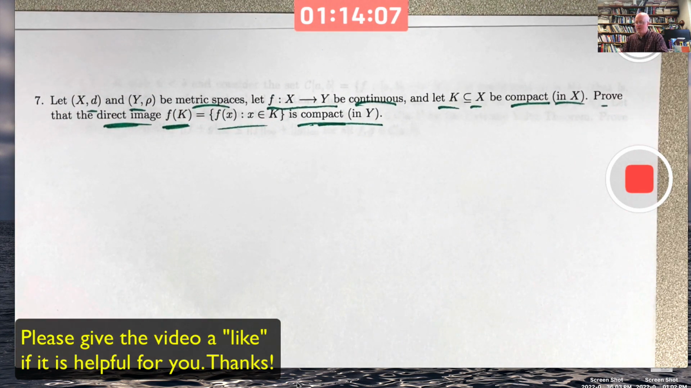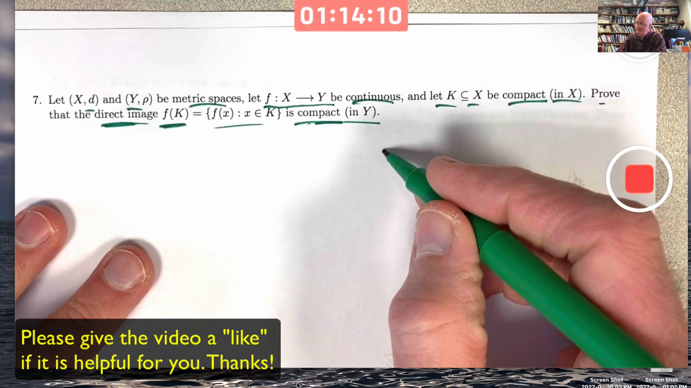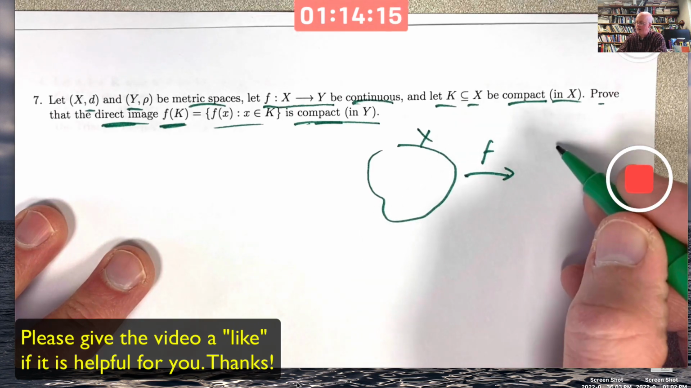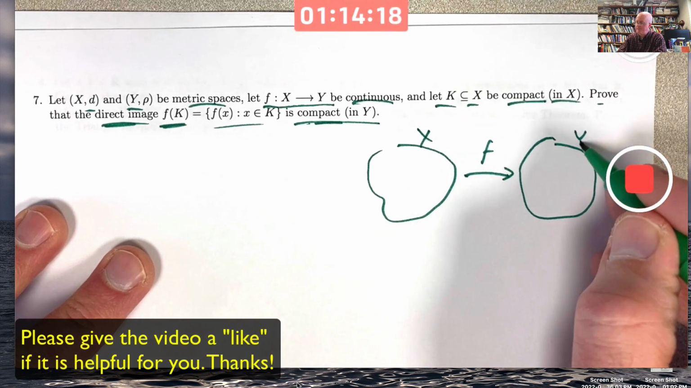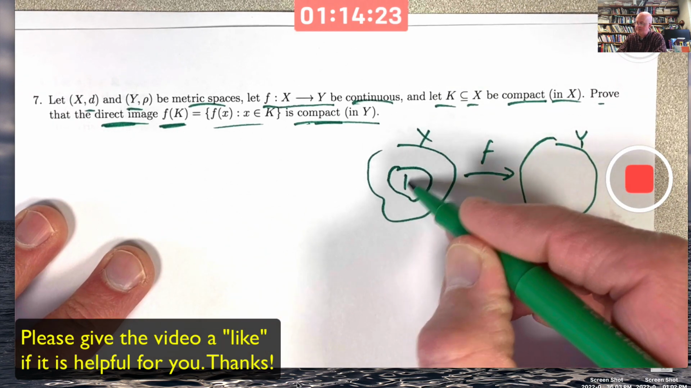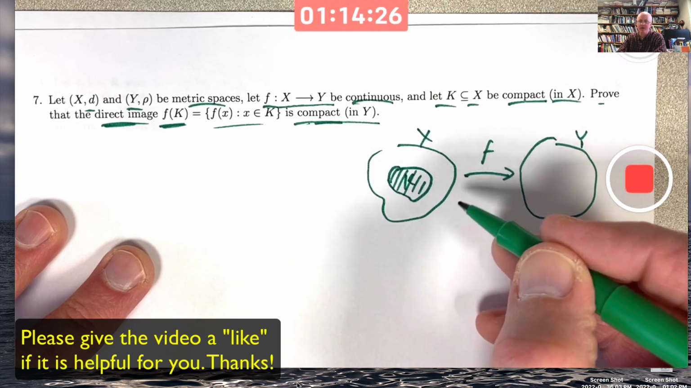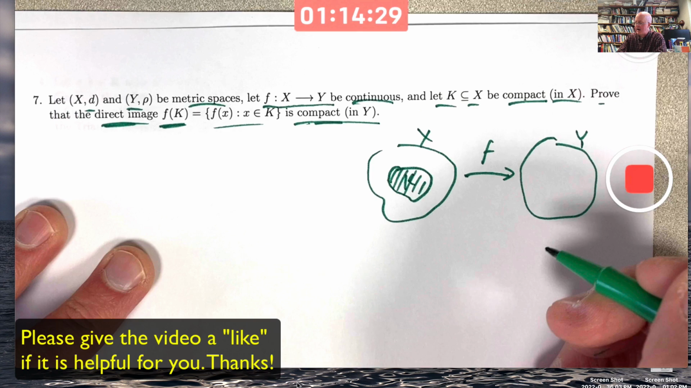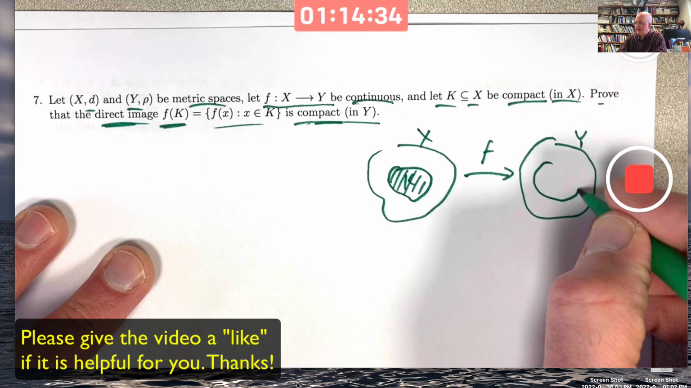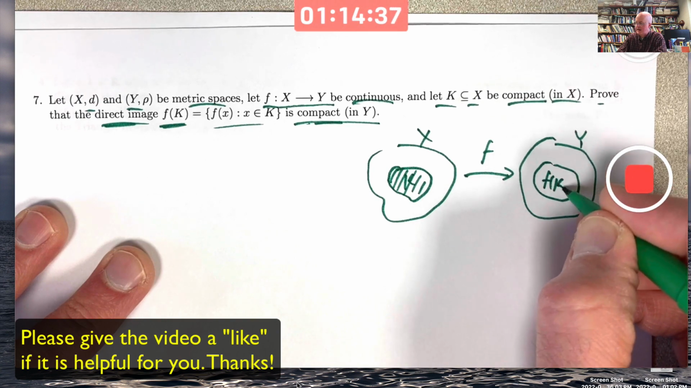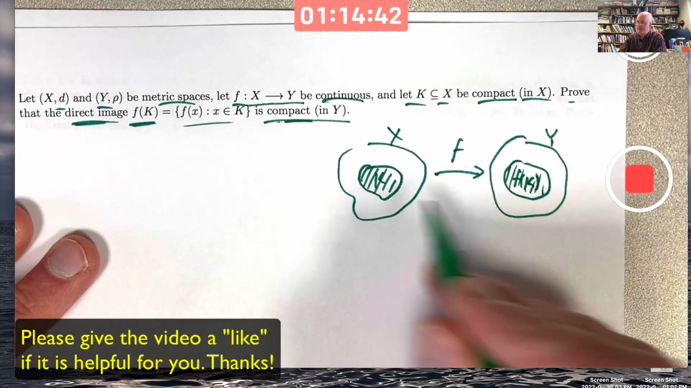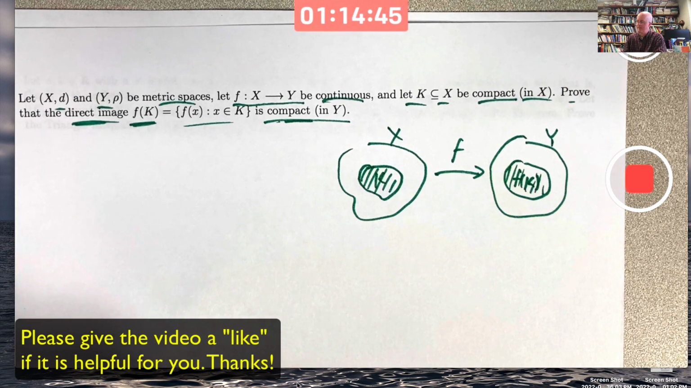Picture, once again, is not a proof, but it's probably helpful. Here's X. F is a continuous map on all of X into Y. K is a compact subset of X. I'll draw it to include its boundary, thinking about that Heine-Borel theorem as analogous. It's closed and bounded, so to speak, if this were a subset of Euclidean space. Here's f of K, the direct image, not the preimage. We want to prove that if K is compact in X, then f of K is compact in Y.